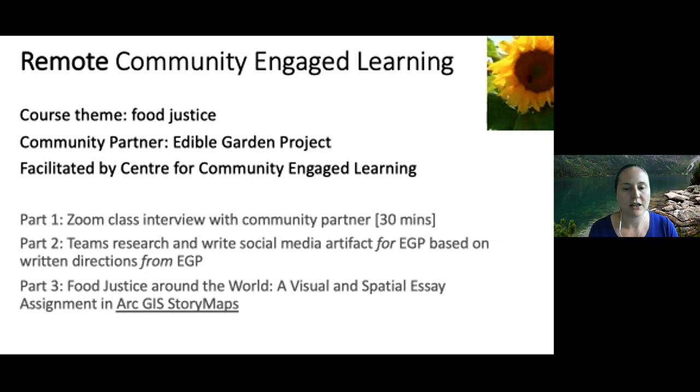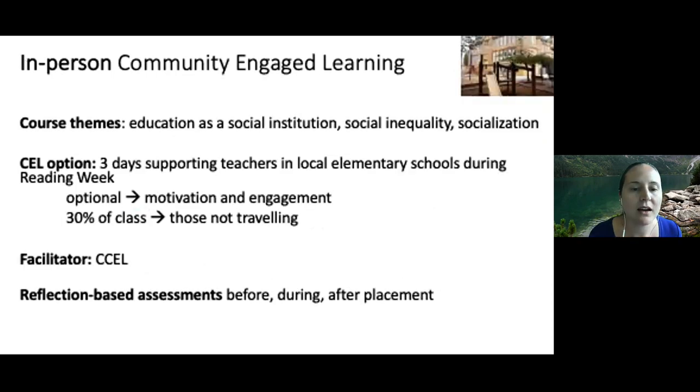So it's really important to manage the partner's expectations in terms of the year level. And I also put a selection process in place so that only the best assignments that got over a certain grade were actually sent to the community partner. And then part three, students did an individual essay where they researched a food justice issue around the world, wherever they were living, because everyone went home during COVID. And then they presented it, not in a traditional essay format, but through the Story Maps free online website. And then students toured each other's story maps, kind of like a virtual tour. And that's hyperlinked if we share the PowerPoints later. Okay, almost done. The last thing I want to show is in-person community engaged learning.